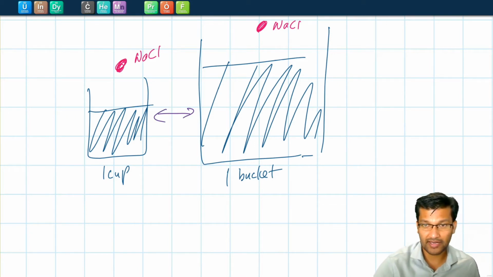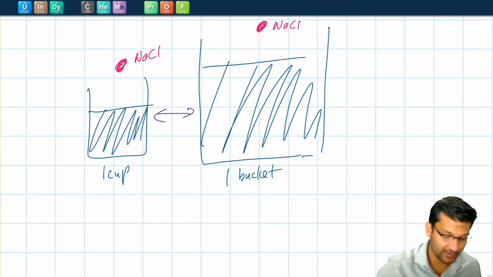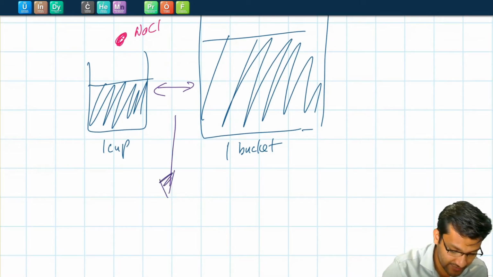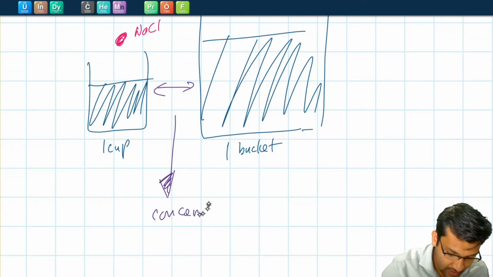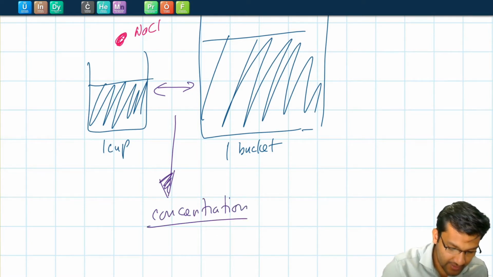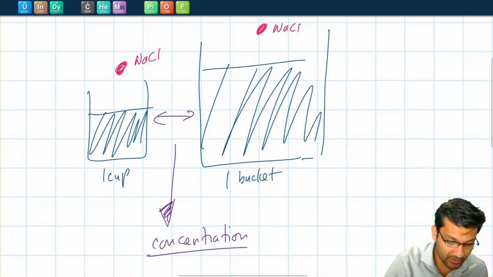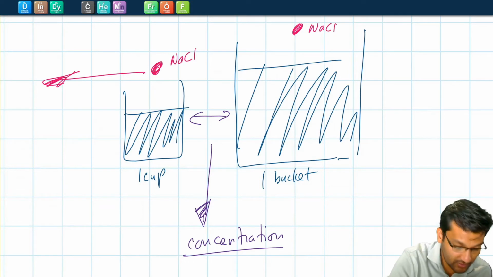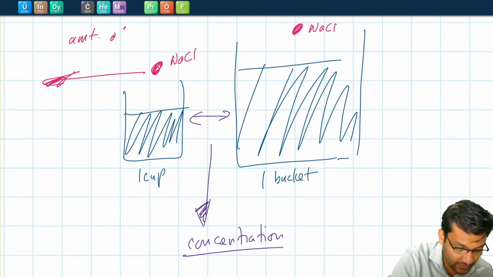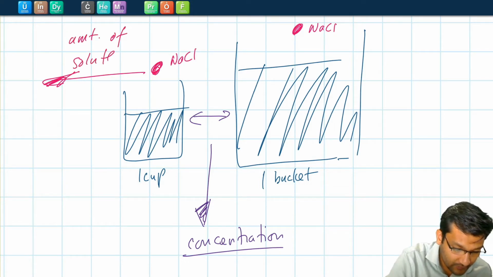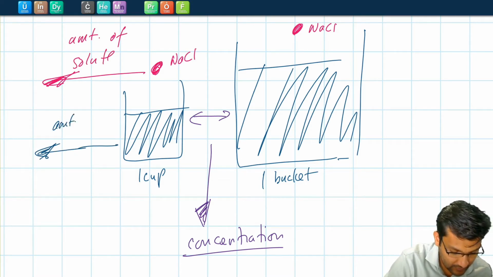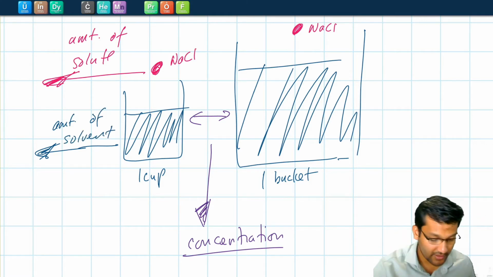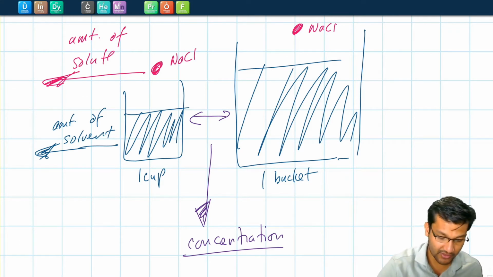Well, they're both NaCl solutions, so why do they taste differently? Well, the answer is concentration. They have different concentrations. So what you should be gathering by now is that there are 2 aspects to determining what the concentration of a solution is. One is the amount of salt that we added in this case. We'll call that the solute. And the second is the amount of solvent. The amount of water. So those 2 aspects are important to calculate in the concentration.